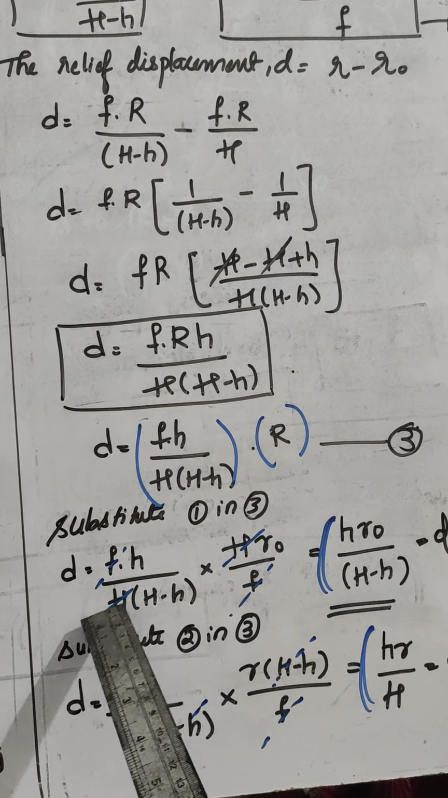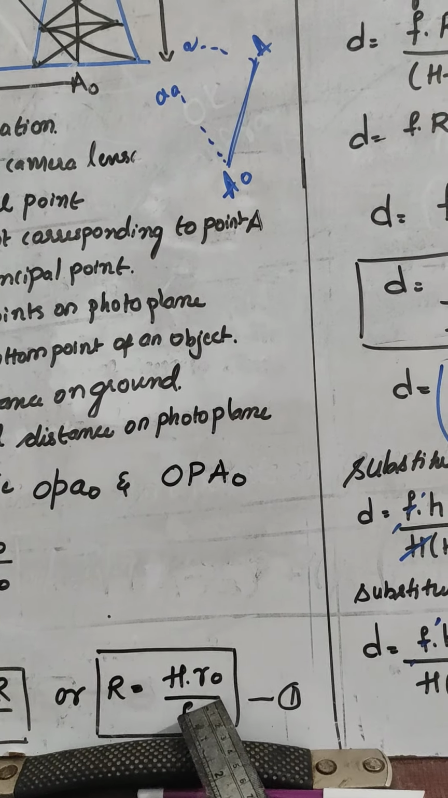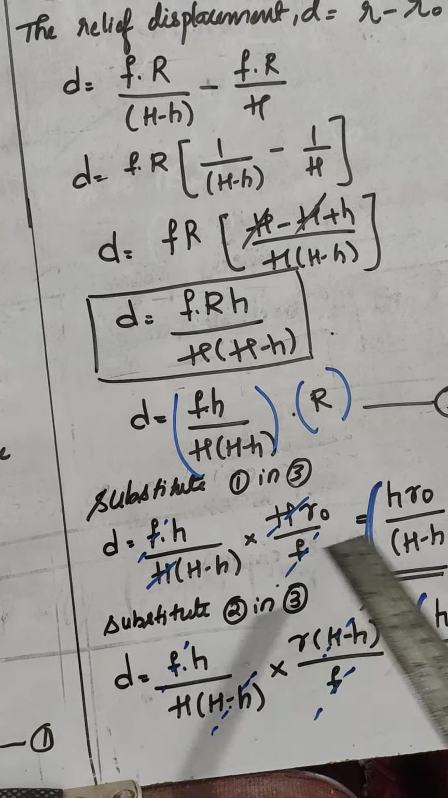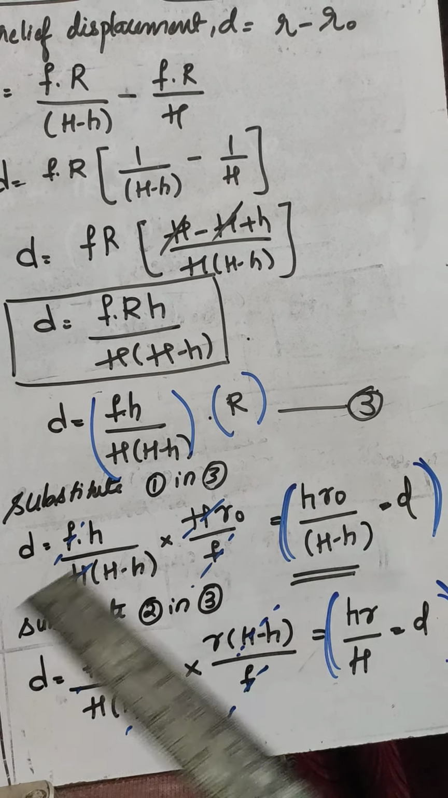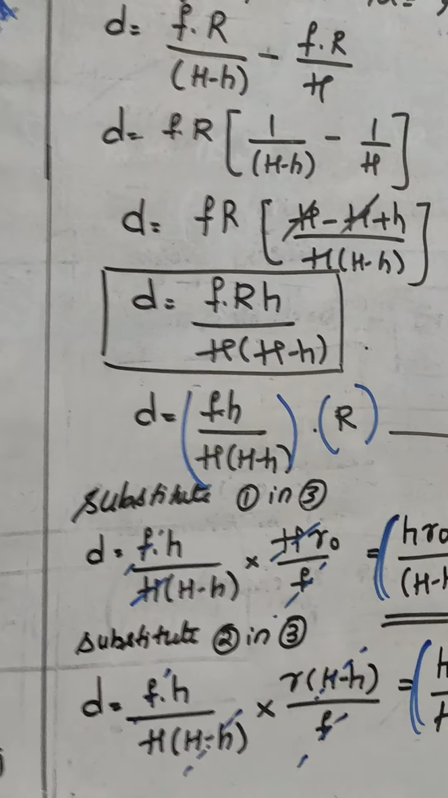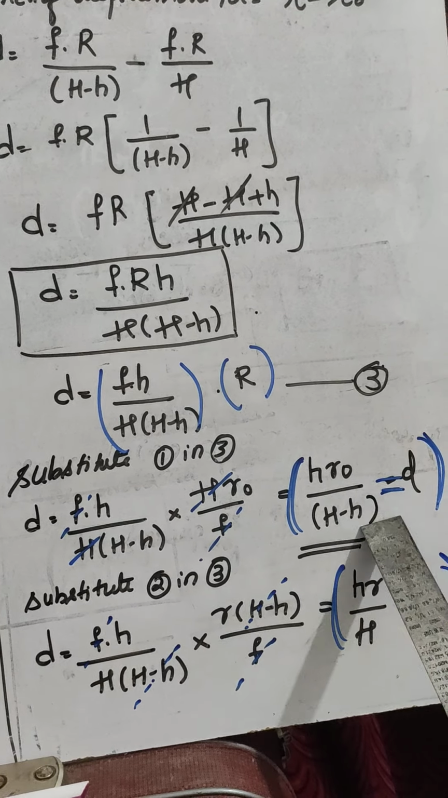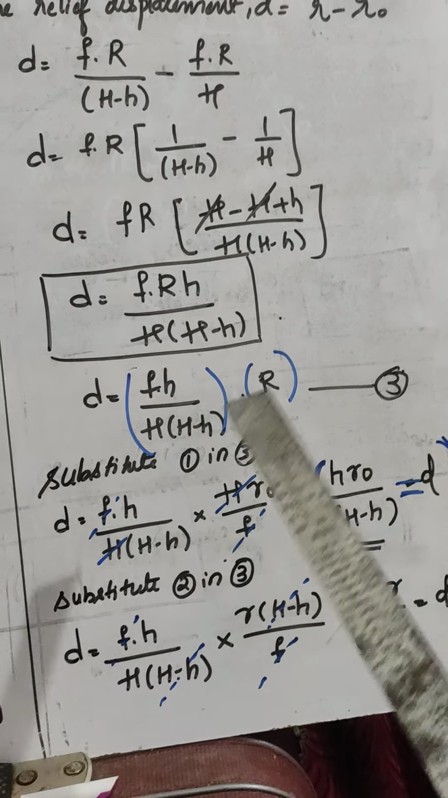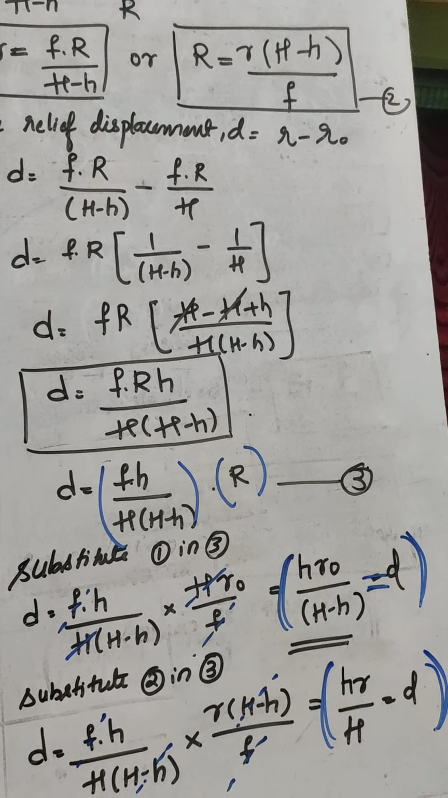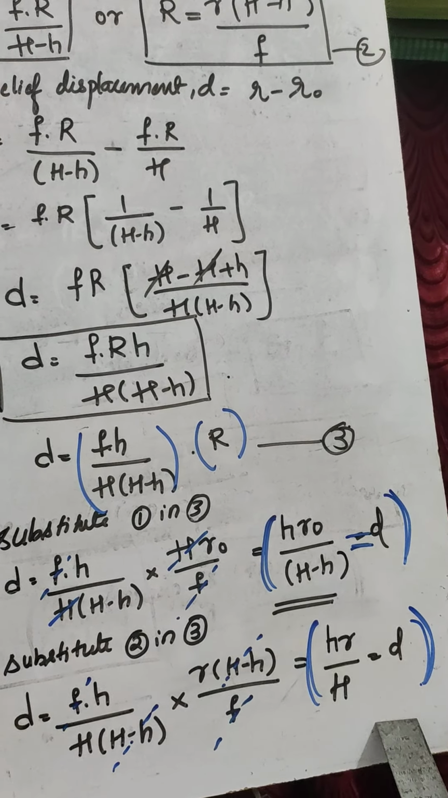See, f h by capital H into bracket H minus h. Here first we substitute equation 1, that is H r naught by f. Here H and H will be cancelled, f and f will be cancelled, and the remaining will be H r naught divided by H minus h. This is not minus, this is equal to. This is the final equation. Instead of writing D here itself, I have just written it here for understanding. Similarly, for this equation, we substitute the equation 2 value. Substitute equation 2 in equation 3, that is this portion. When you substitute, this is the final equation.